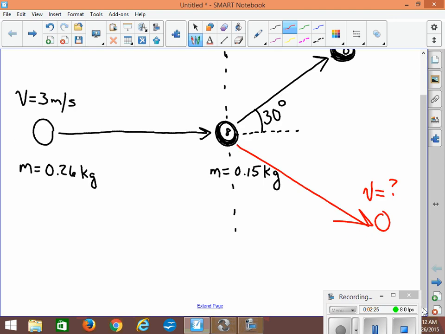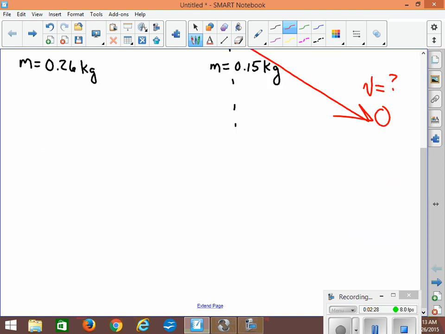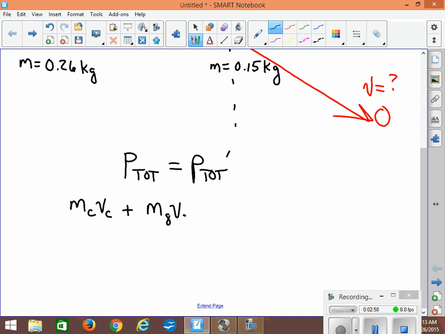Okay? So, just like any question with momentum, we start off with the simple statement that the total momentum before must equal the total momentum after. And the momentum before is the sum of the momentum of the cue ball, I meant mass, right? The mass of the cue ball times the velocity of the cue ball, plus the mass of the 8 ball times the velocity of the 8 ball.